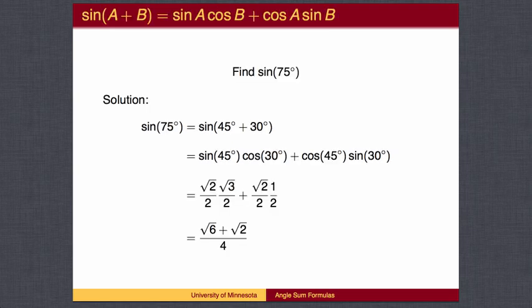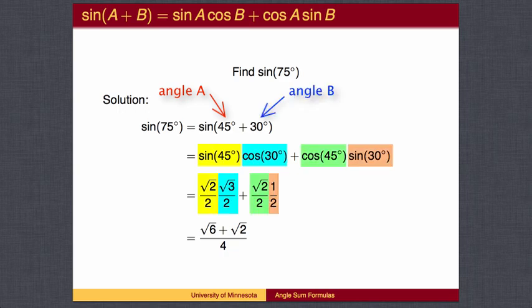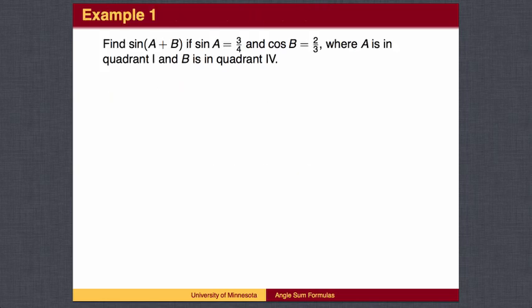Let's finish this problem. We find the sine of 75 degrees by using the angle sum formula. Angle A is 45 degrees, and angle B is 30 degrees. We look up the values from the unit circle and simplify. Now let's do some examples.